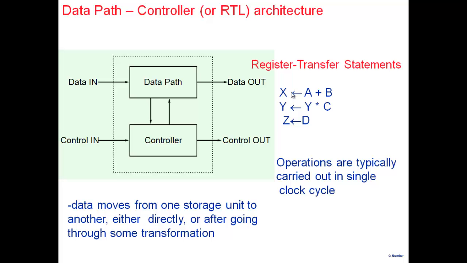In what order things happen is all controlled by the controller. The controller decides, are you going to add a plus b and store it in x, or are you going to multiply y and c and store it in y, or are you going to simply move d to z? What really happens in which clock cycle is all decided by the controller. So that's the brain deciding what happens in the data path here. All right, so that's the view of the digital system that we are building. The digital system now consists of data moving from one register to the other and undergoing processing.